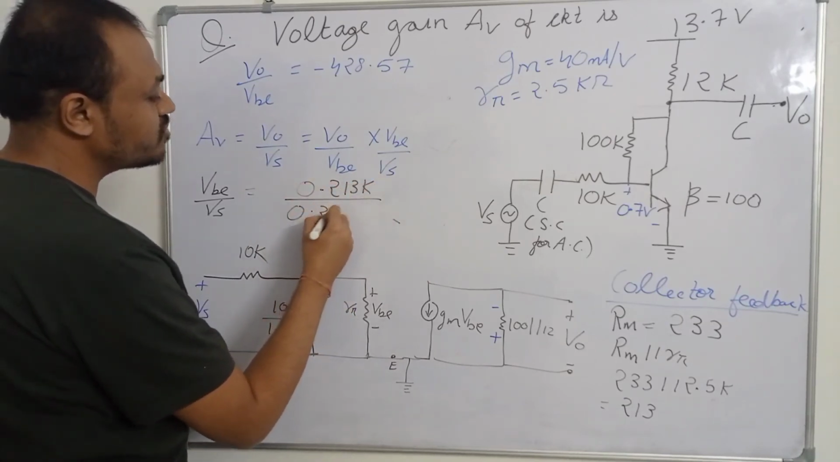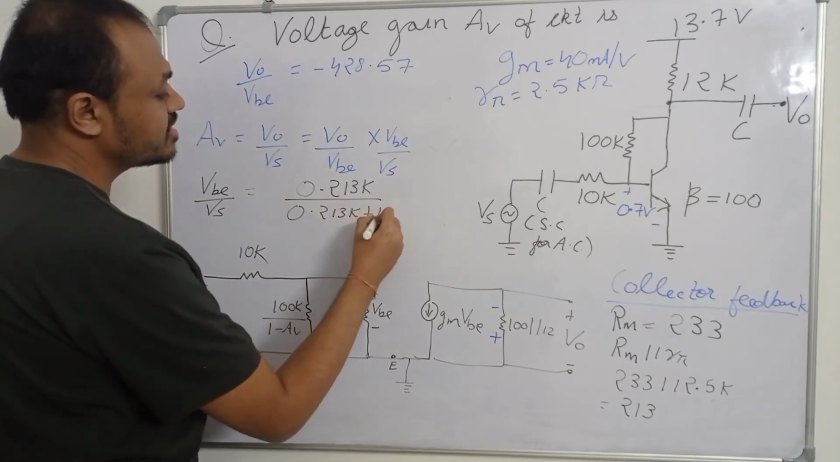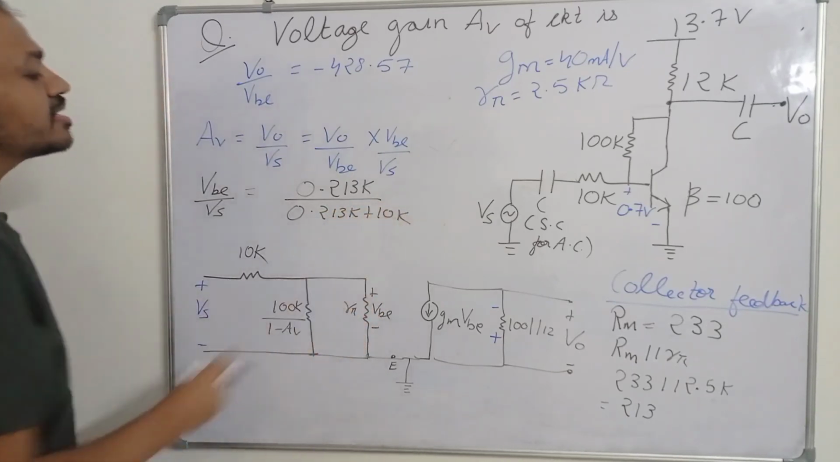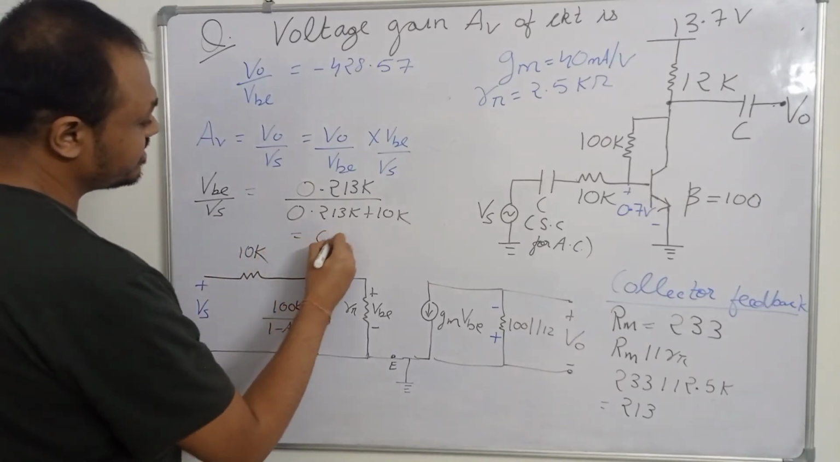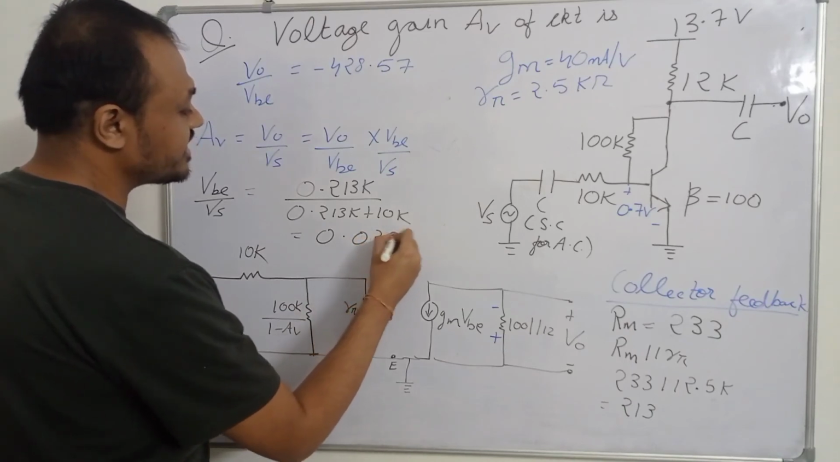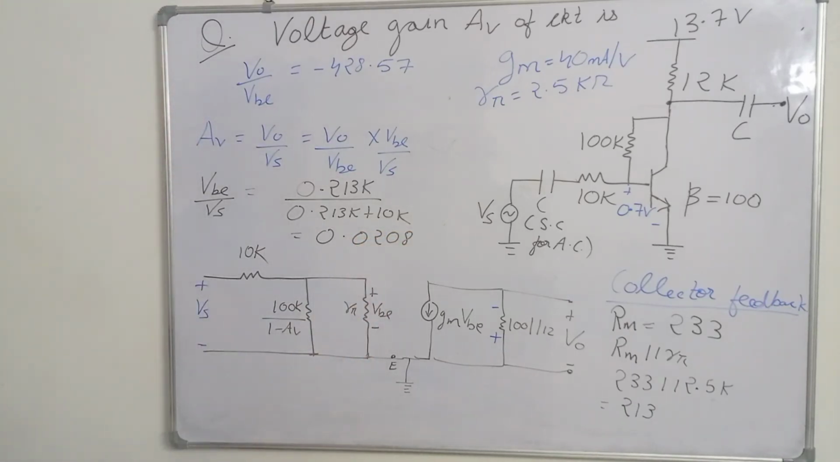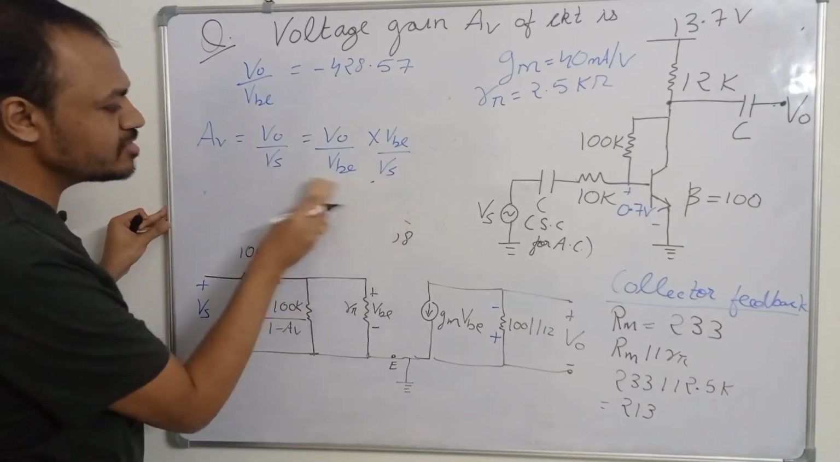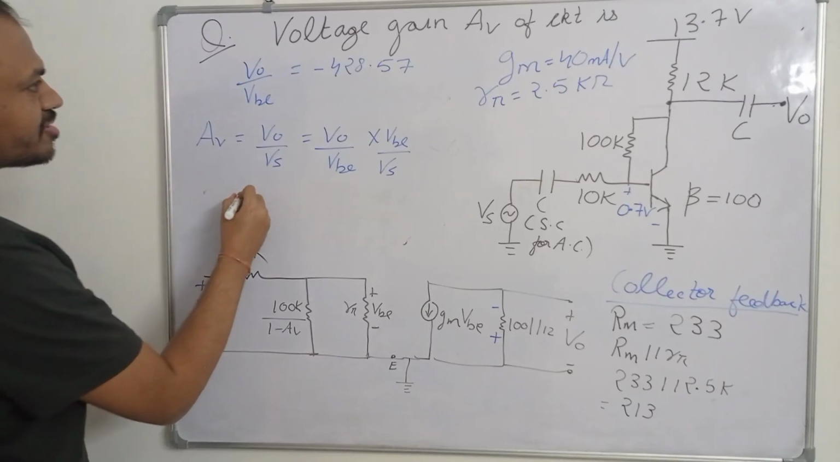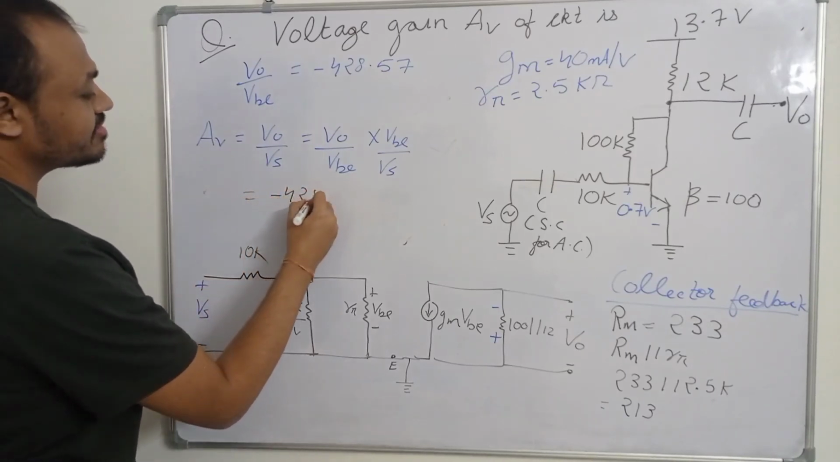So 0.213k upon 0.213k plus 10k. This will be approximately equal to 0.0208. This is the value of VBE upon Vs. So we can substitute this here: VBE upon Vs equal to 0.0208, and V naught upon VBE is minus 428.57.